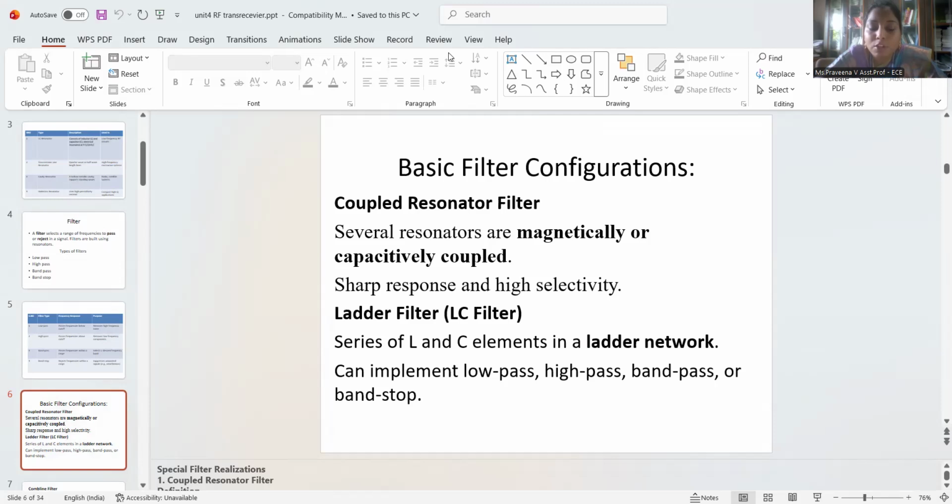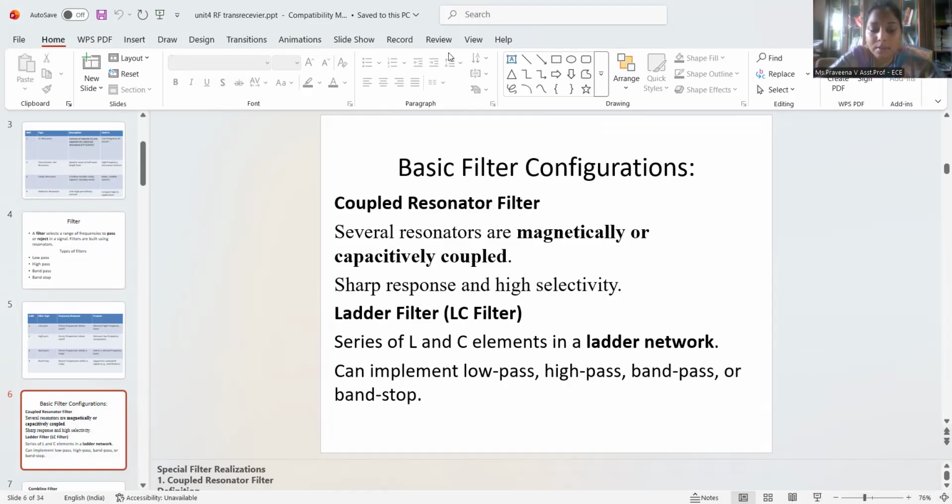The basic filter configuration is a specific filter realization called the coupled resonator filter. The coupled resonator filter consists of two or more resonators that are coupled through magnetic coupling or capacitive coupling. The interaction between the resonators creates a highly selective frequency resonance. That is the concept behind the coupled resonator filter.